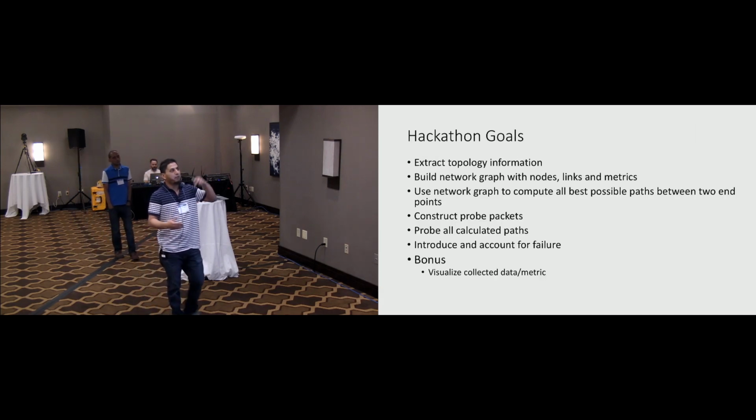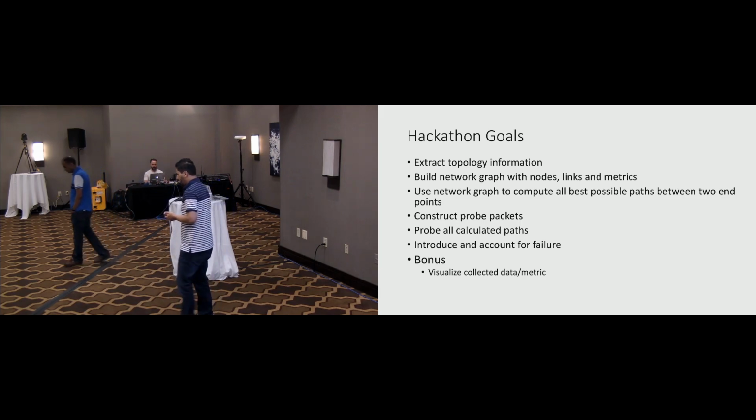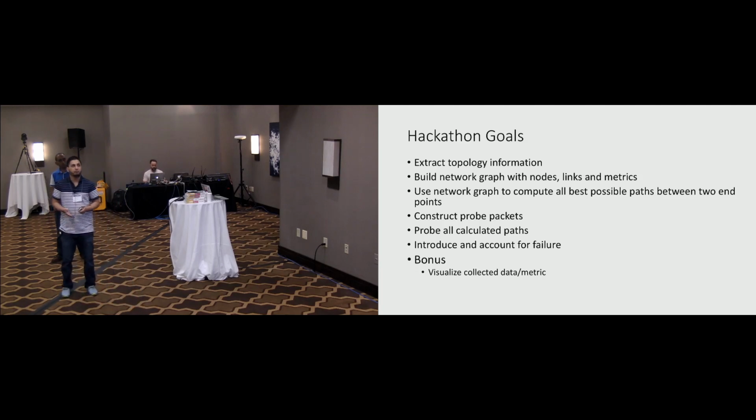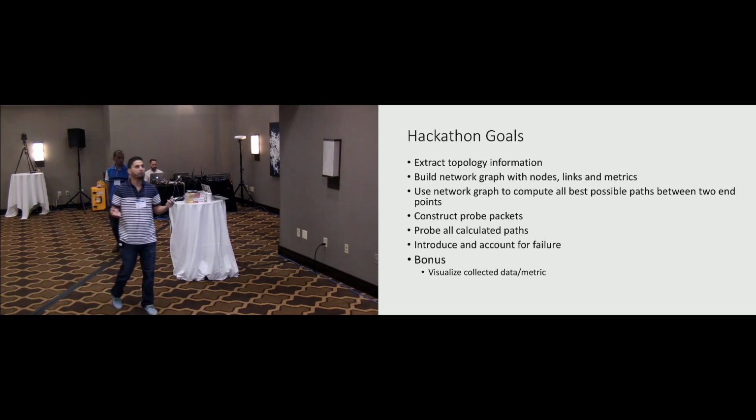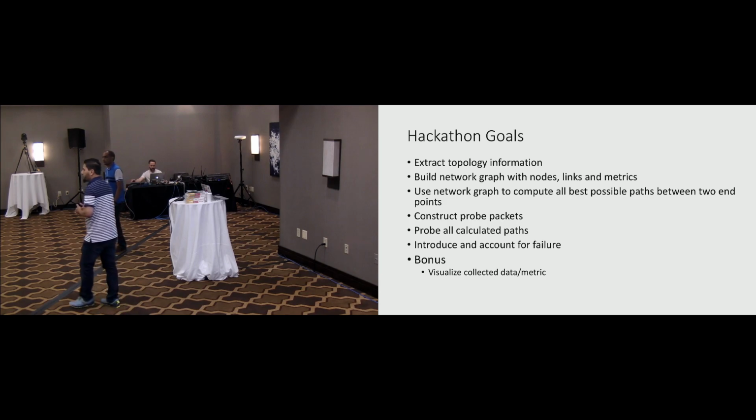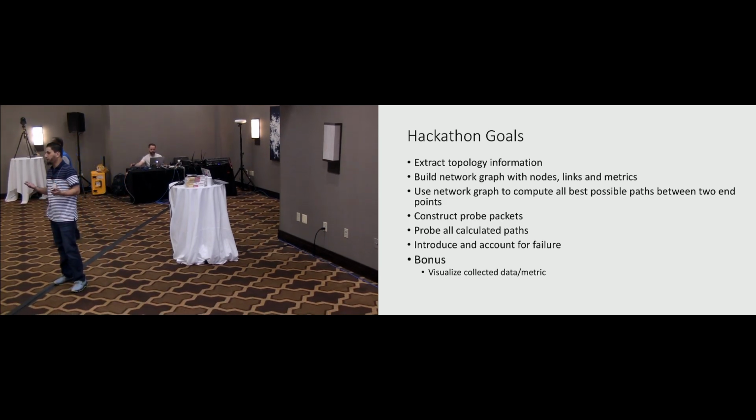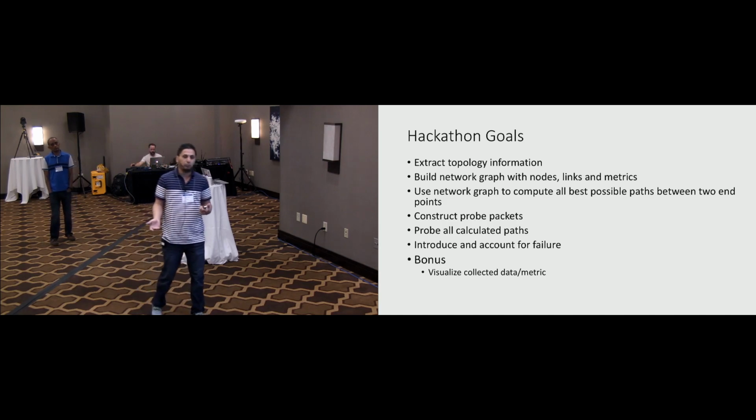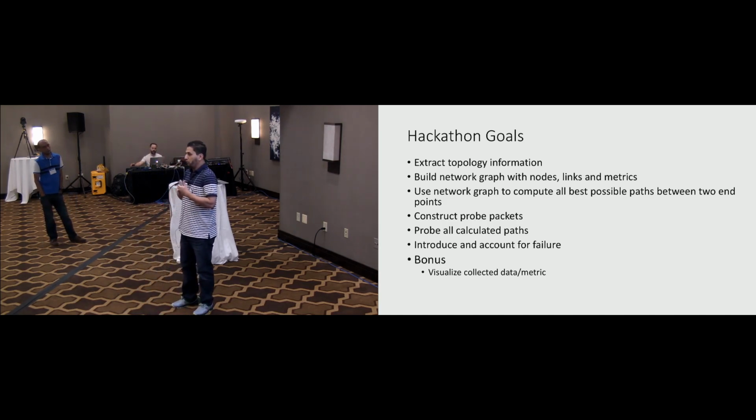And just stepwise, what are the hackathon goals? First, we expect every team to extract the topology information using some kind of automation. Then once you have the topology information, you can build a graph or network map using nodes, links and metrics. Once you have the graph, you can use that to compute all the best possible paths between 2 endpoints. In our case, it will be host A and host B, or the dev1 and dev2 boxes. Once you have all the best paths calculated, you can construct a probe packet and make sure that you can probe all the 4 possible best paths in the network.